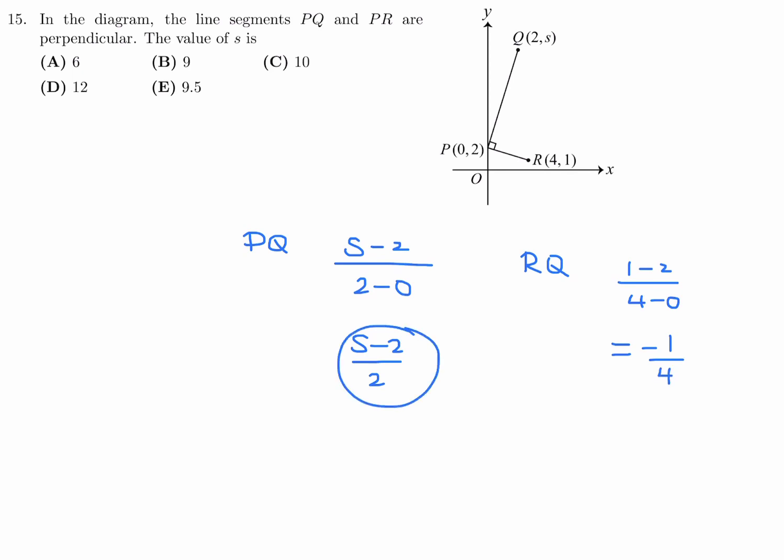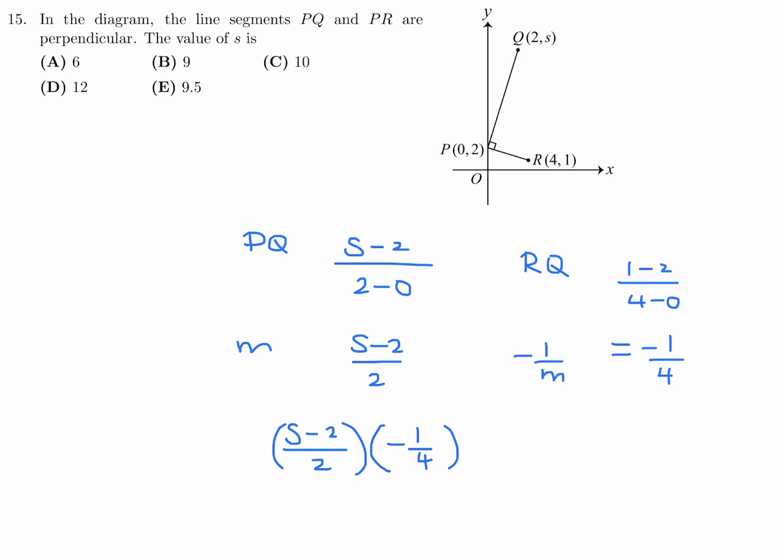Now, these two are negative reciprocals. That basically means that when you multiply them together, they result in negative 1. So for example, if one slope was m, the other slope is negative 1/m, and when you multiply them together, they equal negative 1. Okay, so let's do this here. This becomes (2 minus s) over 8 is equal to negative 1. So that means 2 minus s is equal to negative 8, and therefore s would be equal to 10. Number 15, the answer is C.